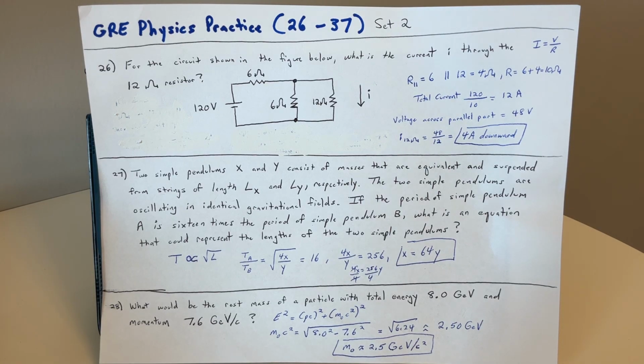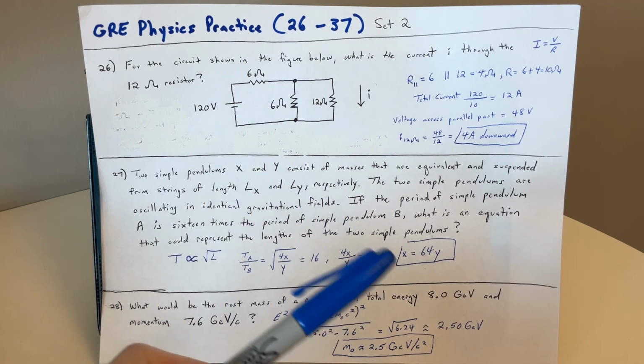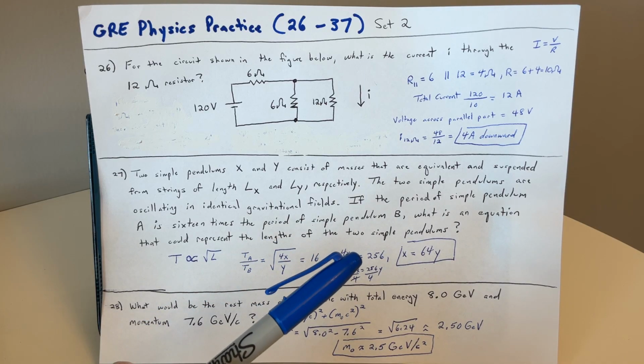So we have a simple pendulum problem, and we could say T is going to be proportional to the square root of L. So if we set up T sub X over T sub Y, that's going to wind up being the square root of L sub X over L sub Y. That's going to be set equal to 16 over 1, or 16. If we square both sides, we get L sub X over L sub Y is 256. And we could write X in terms of Y. X would be 256 Y. So that's an equation that could represent the lengths of the two simple pendulums.